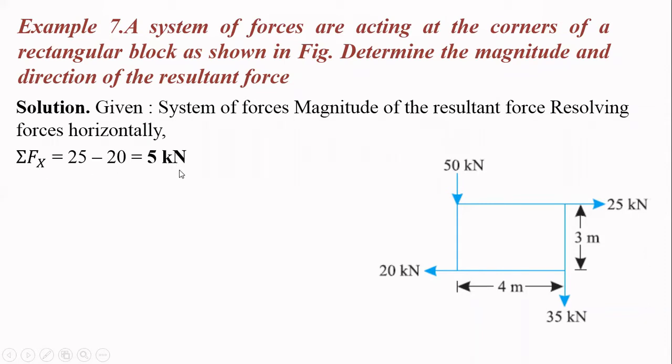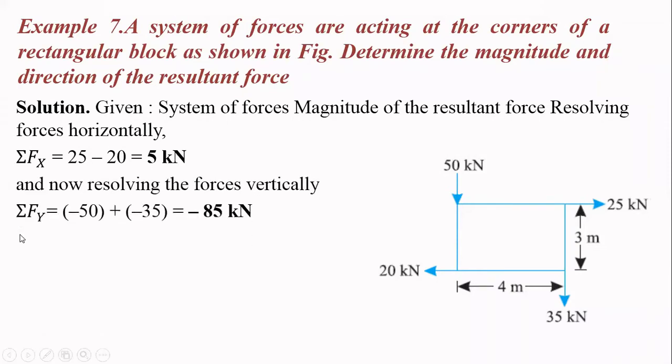As per the sign convention I told you previously, the force which is going to the right side is taken as positive, and the force which is going to the left side is taken as negative. That's why this 25 is positive, this 20 is negative, and 25 minus 20 becomes 5 kilonewton, summation Fx. Now similarly we have to work out the vertical forces, summation Fy.